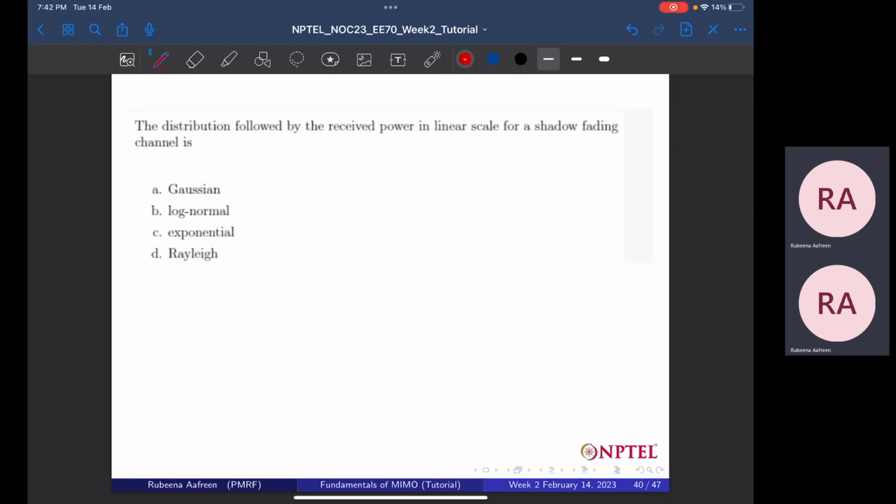Now the channel distribution, the distribution followed by received power in linear scale for shadow fading. Shadow fading uses log normal distribution.